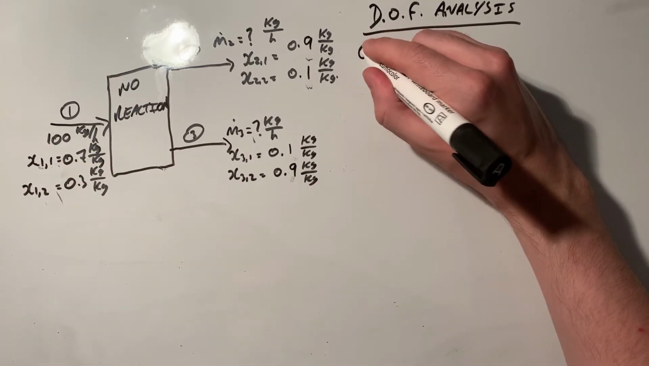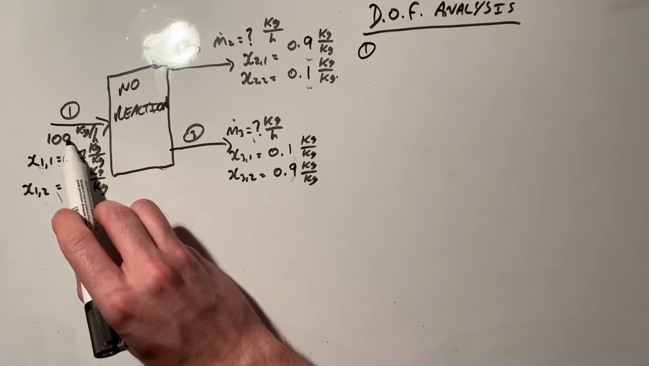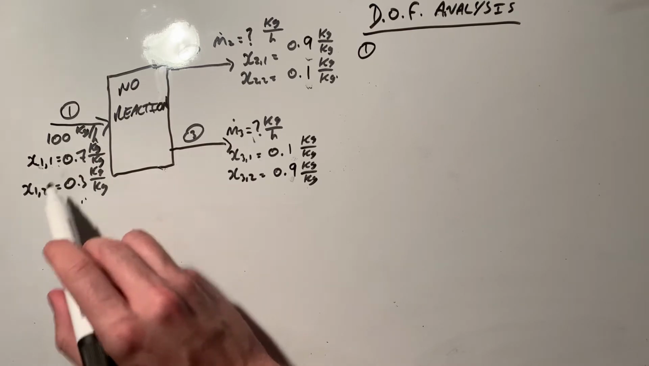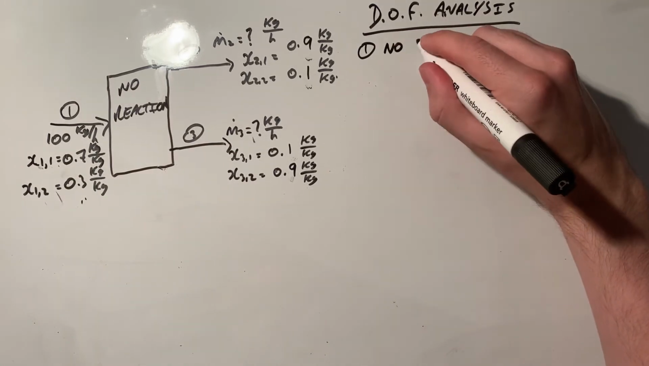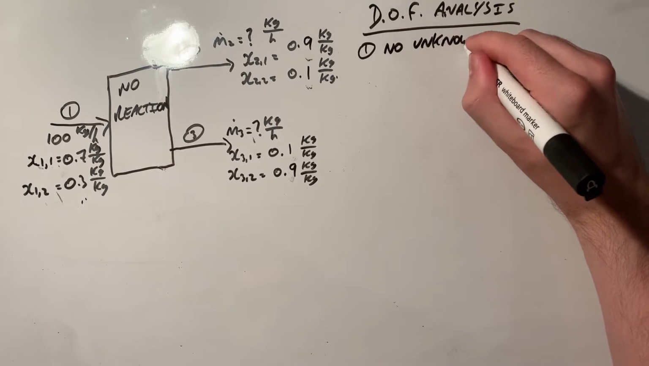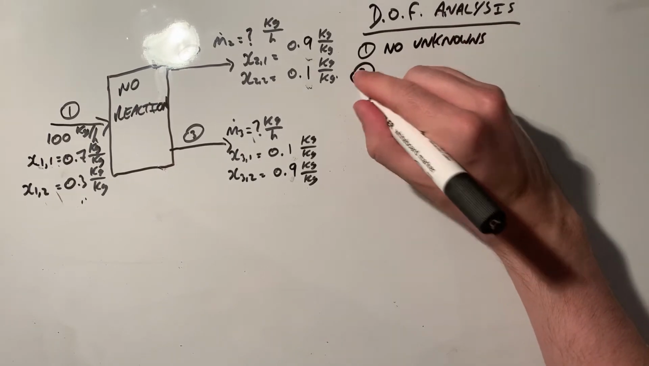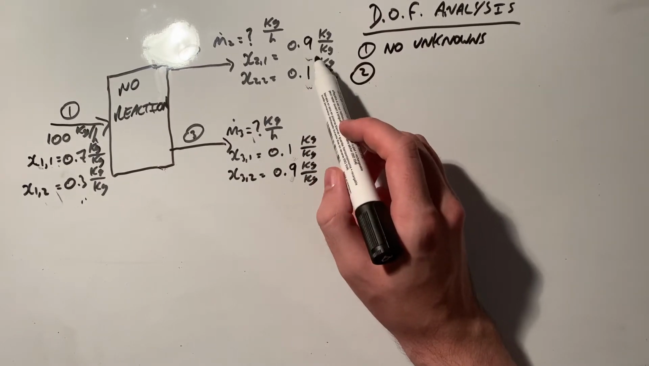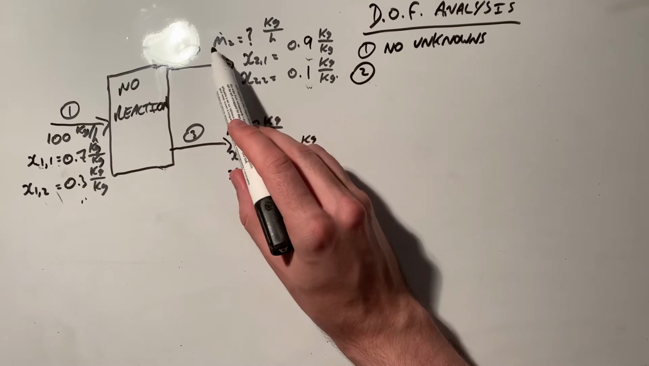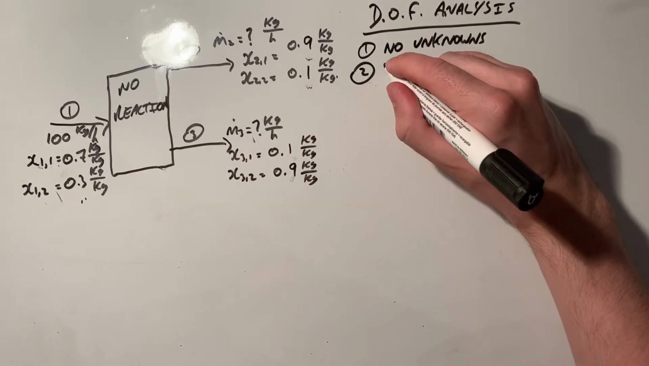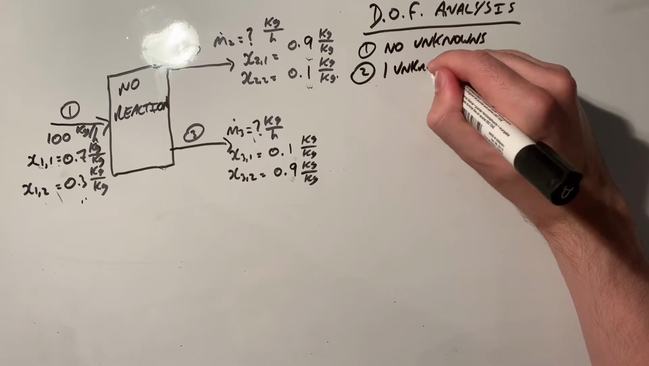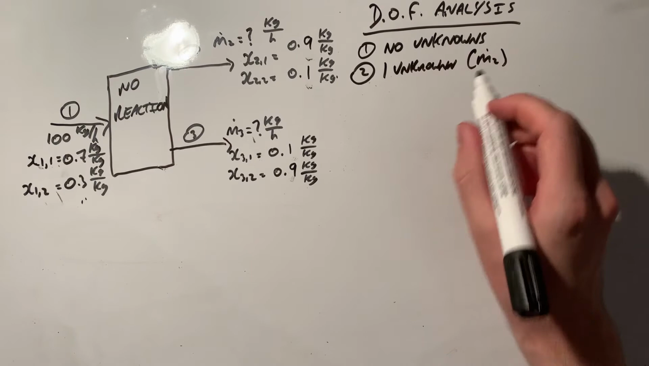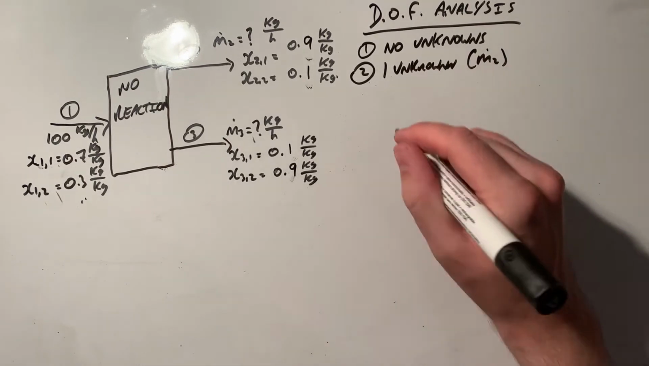For stream 1, we have the total mass flow rate, and we have explicitly both intensive variables for the compositions. So for stream 1, we have no unknowns. For stream 2, we have both intensive variables denoting the composition on a mass basis. However, we do not have the vital extensive variable M2. So for stream 2, we have one unknown, which is M2, where M2 denotes our mass flow rate of stream 2, the total mass flow rate of the stream.